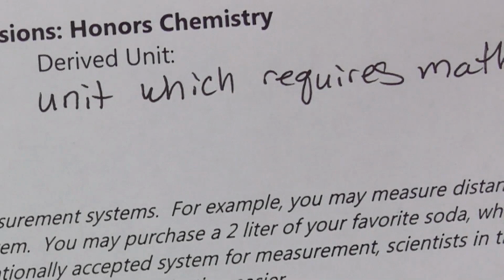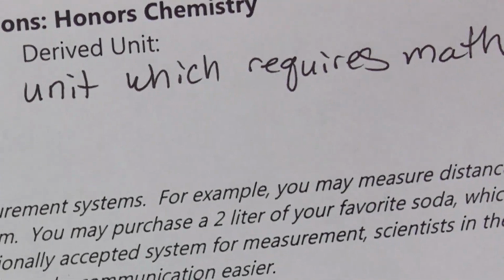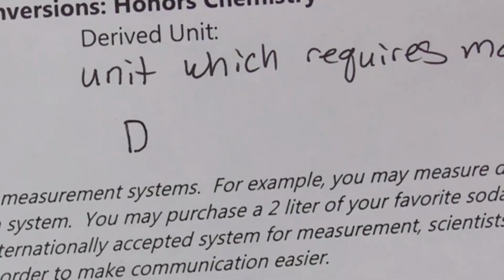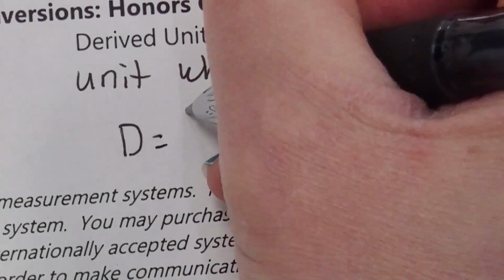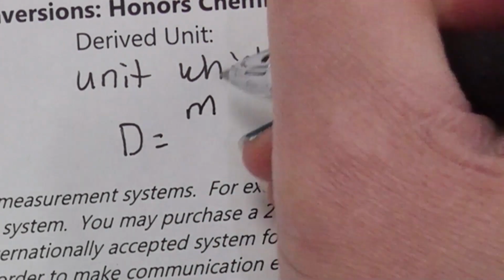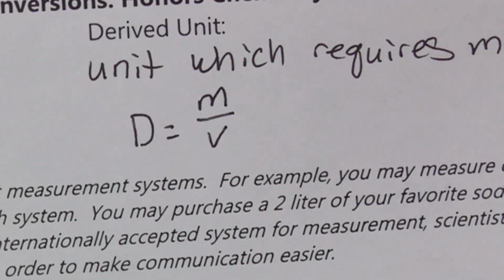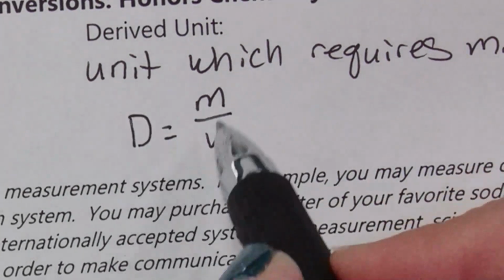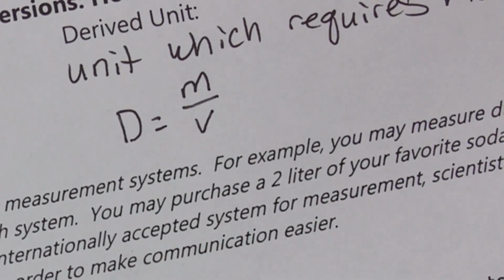Now, we are going to have another lesson in this particular topic of chemistry on density, and we're going to learn what density is. Density is a derived unit, though. Density is when I take the mass of a substance and divide it by the volume of that substance. So I am actually having to do math to find the unit for density.